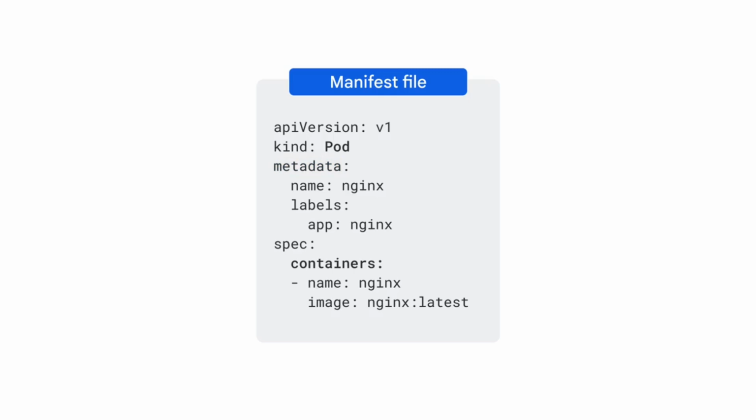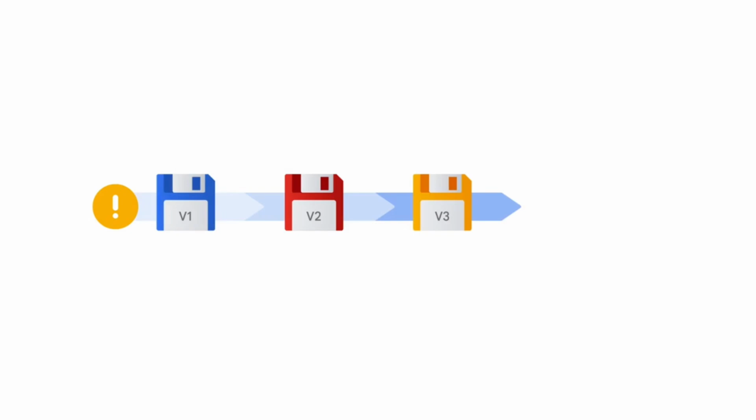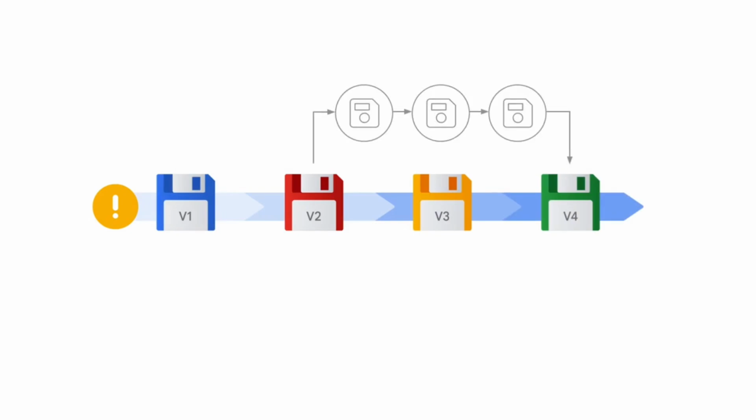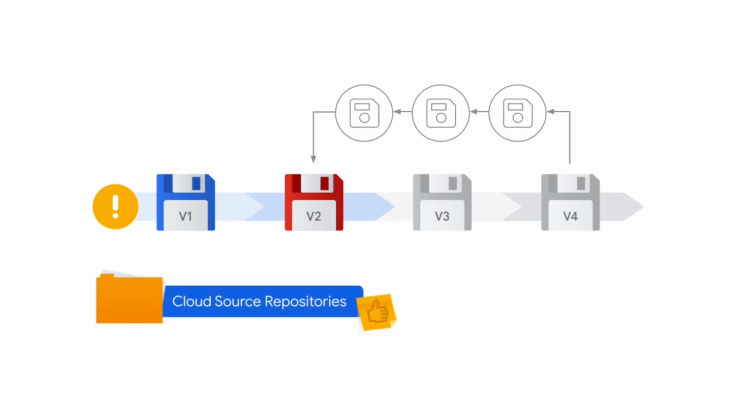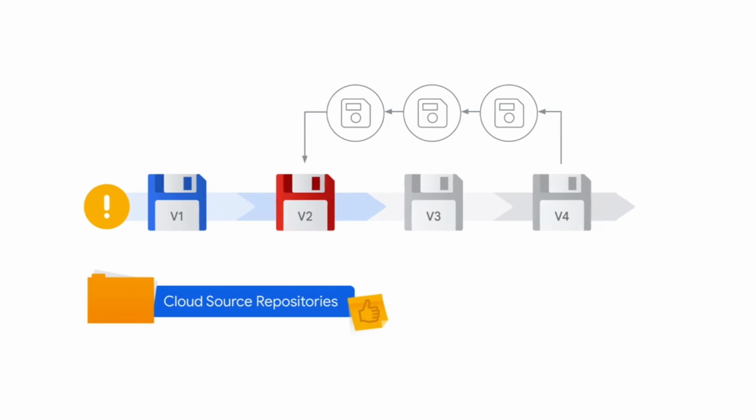If several objects are related, it's a best practice to define them all in the same YAML file. This makes things easier to manage. We strongly recommend saving YAML files in version control repositories, so it's easier to track and manage changes and to undo those changes when necessary. It's also helpful when recreating or restoring a cluster. Cloud source repositories is a popular service for this purpose.